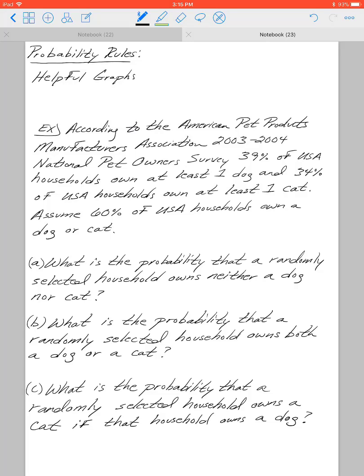So first of all, helpful graphs. The Venn diagrams can help us occasionally to understand or see probability better, and also tree diagrams. I will demonstrate tree diagrams a few times, well, 2 times in this video, and the Venn diagram we have just once.